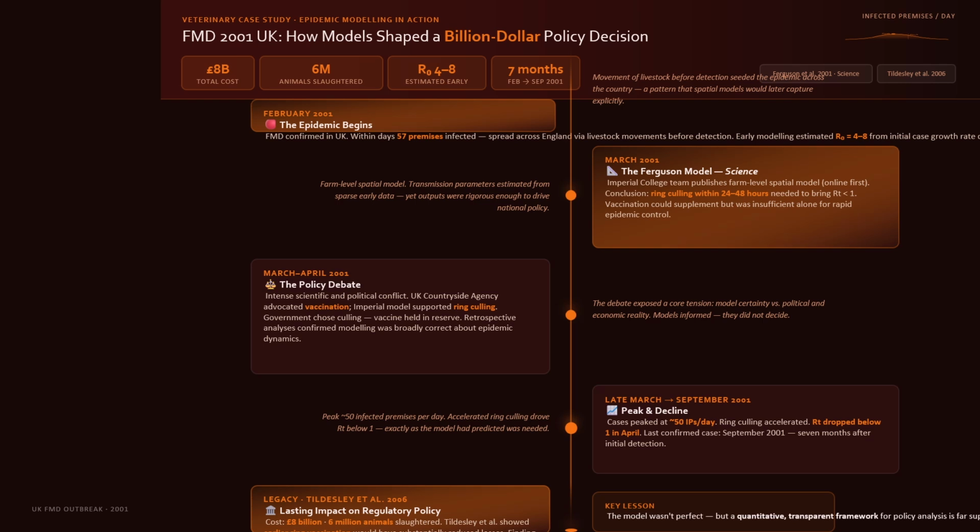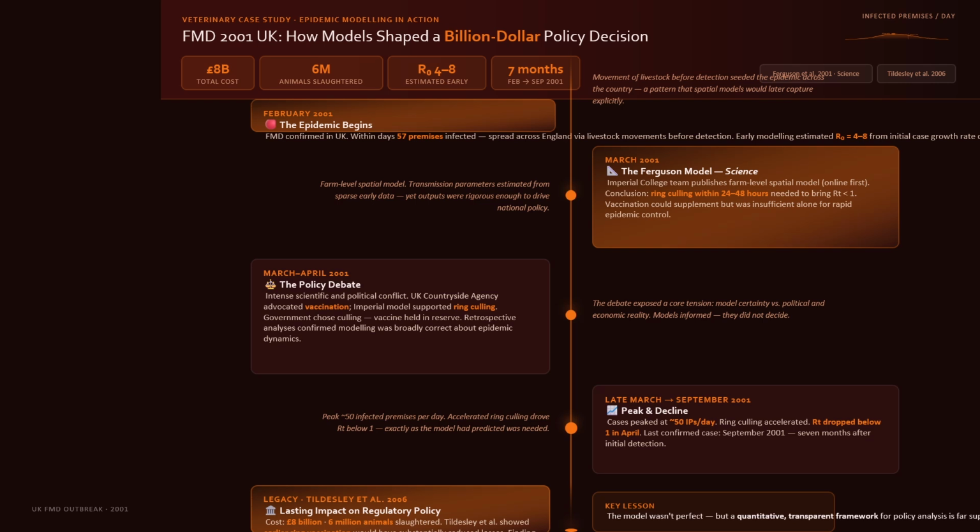In March, Ferguson and colleagues published a farm-level spatial model in Science concluding that ring culling within 24 to 48 hours was needed to push RT below 1. That triggered an intense policy debate, vaccination versus culling, and the government chose culling, holding vaccine in reserve.